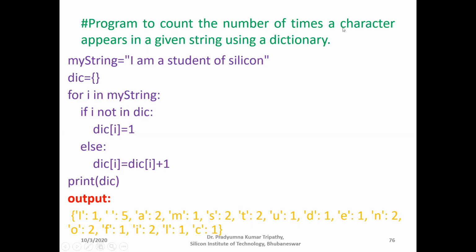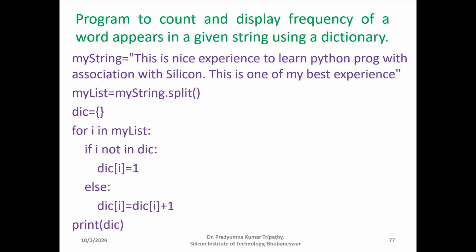This is the string given. Suppose I want to know how many times I occurs, how many times am occurs, how many times A occurs, how many times student occurs. It is not characters. Yes, we can take the word between two blank spaces and store it in another variable. How will you make it? Sir, split function. Very good. We will use the split function so that each word will be one element. Then we can use the same logic that we have used over here.